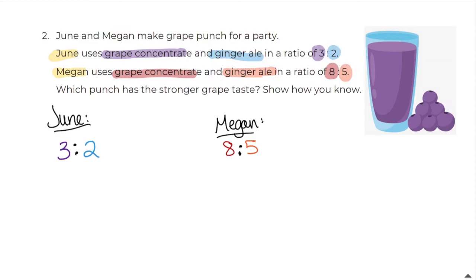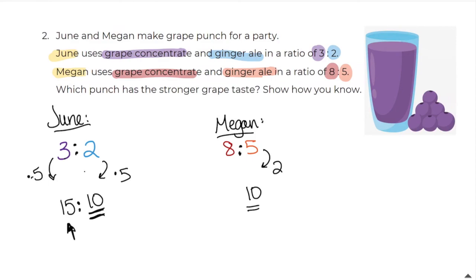And the easiest way for me to do that, honestly, is to just multiply the 2 by this 5 and multiply the 5 by this 2. Because watch this. When I multiply 2 by 5, I get 10. And when I multiply 5 by 2, I get 10. So now I have 10 parts ginger ale for both, and now it's easier for me to compare. But if I multiply this 2 by 5 over here, then I have to multiply the 3 parts of grape juice by 5 as well. And 3 times 5 is 15. So this is saying for every 10 parts of ginger ale, I need 15 parts of grape concentrate.